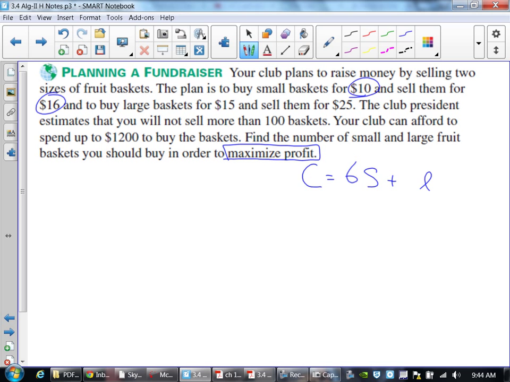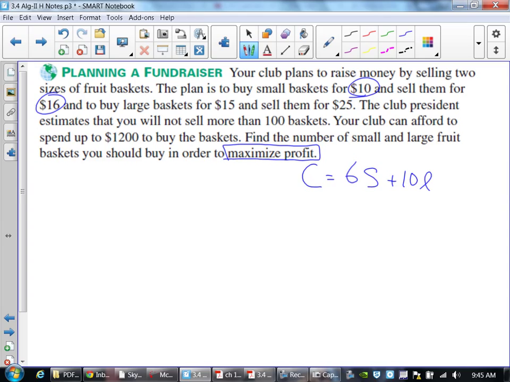And how much are you making on the other ones? 10. So what we've figured out here is that for every small basket that I sell, I make $6, plus whatever large basket I sell, I make $10. The combination of the greatest number of small and large baskets will give me the most profit. Does that make sense?